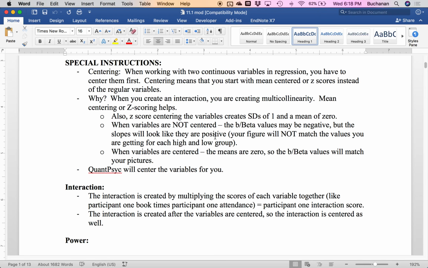So it helps with interpretation. It also helps with multicollinearity. The way we create that interaction is we multiply those scores together. That's created after it's centered, and this will happen magically for you in QuantPsyc.